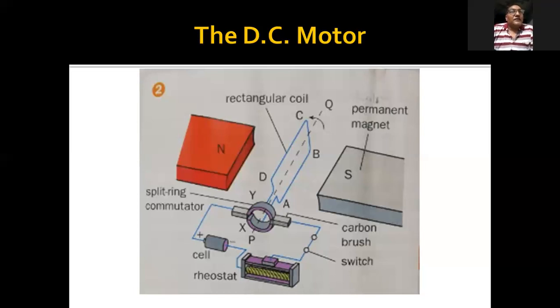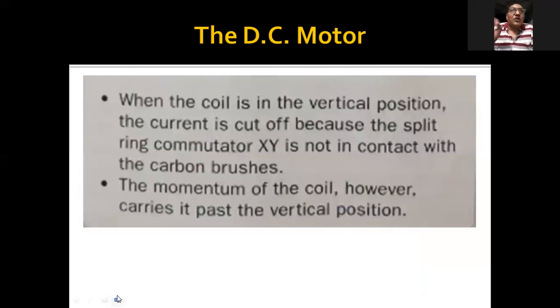Okay, let's move to the next one. When the coil is in the vertical position, the current is cut off because the split ring commutator XY is not in contact with the carbon brushes. I told you that gaps come in front of the carbon brushes. So the rings are no more in contact with the carbon brushes. So no more current is entering the coil.